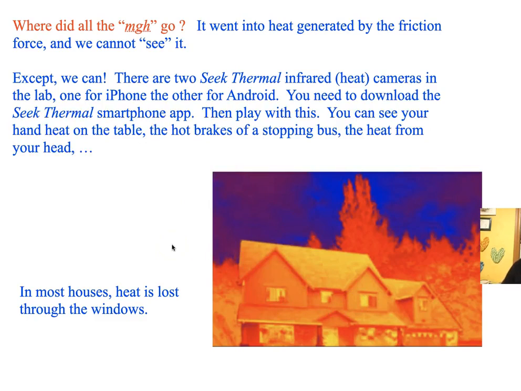The heat loss from a house is in the windows, not the walls. Also, the hot brakes on a stopping bus. Or you can put your hand on a table, then take your hand off the table and take an infrared image of the table, and you can see the heat imprint of your hand. Okay? And you can also, even with a little difficulty, measure the heat from the friction of one block on another block, and so on.